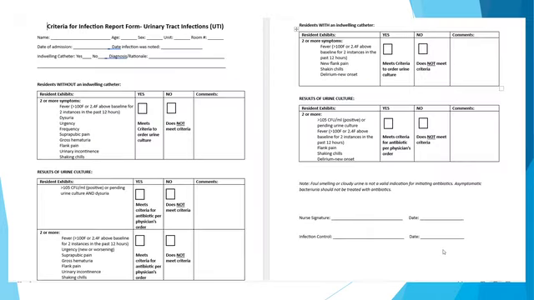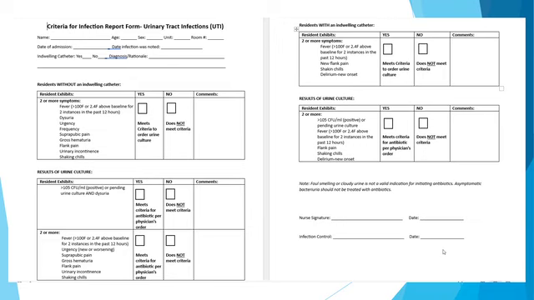So this right here is the McGeer's criteria for infection report form for urinary tract infections. This is something that I need you guys to make sure that you are doing every single time before you are getting a UA on these residents, okay? Now, there's two different categories here.